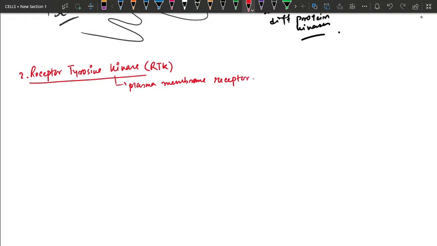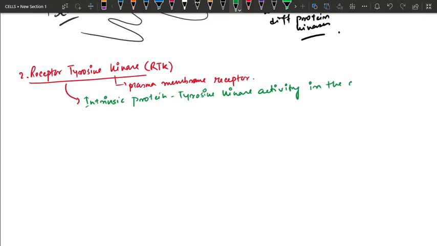Now these kind of receptors, receptor tyrosine kinases, have an intrinsic protein tyrosine kinase activity in their cytosolic domain.